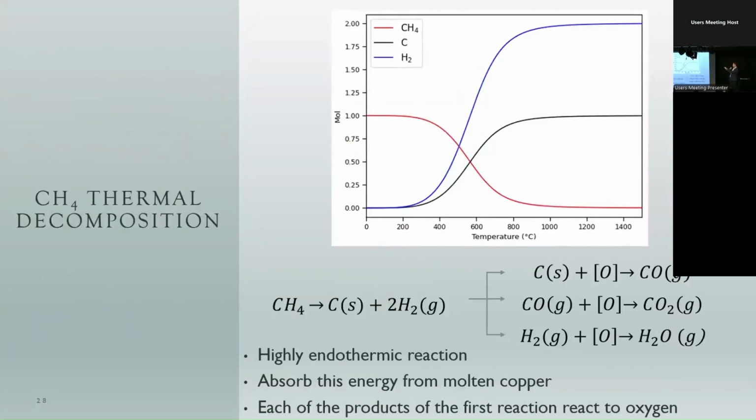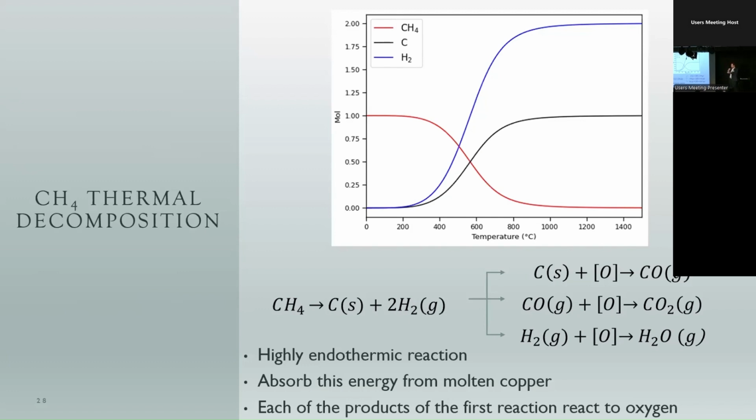This is a really simple plot of 1 mole of methane, and we increase the temperature. The graphite and the hydrogen are the ones that are reacting with oxygen to form CO and then CO2, and water vapor in the case of hydrogen. This is a highly endothermic reaction. And the energy in order to obtain this graphite and this hydrogen is obtained from blister copper. So somehow we are contributing to the reduction of the temperature of the melt. And well, it's each of the compounds, the ones that react.